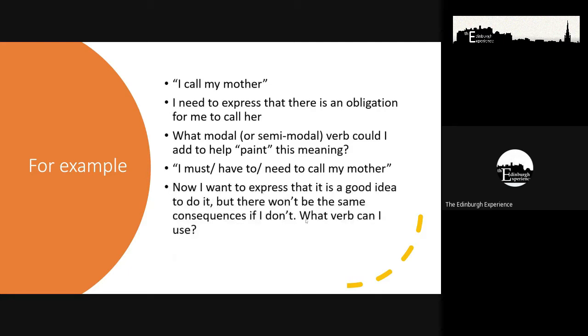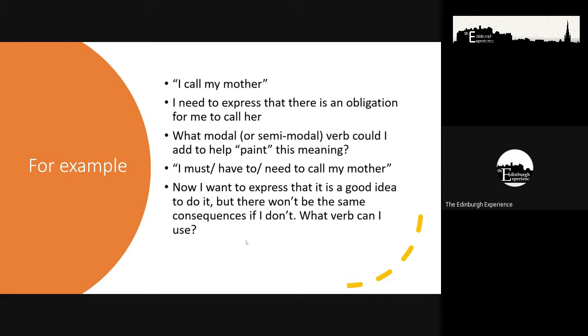Now, if I wanted to say that it's a good idea to call my mother, but there won't be the same consequences, what modal verb could I use? Okay, so Monica's putting may and might. So may and might won't express obligation. Those are modal verbs that we use for speculation or deduction.